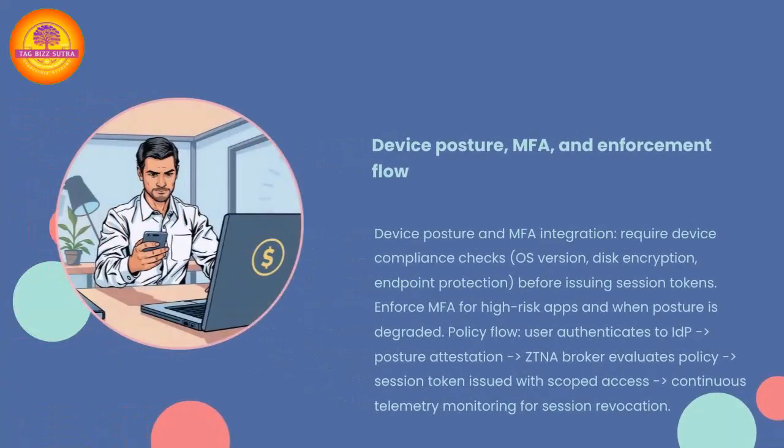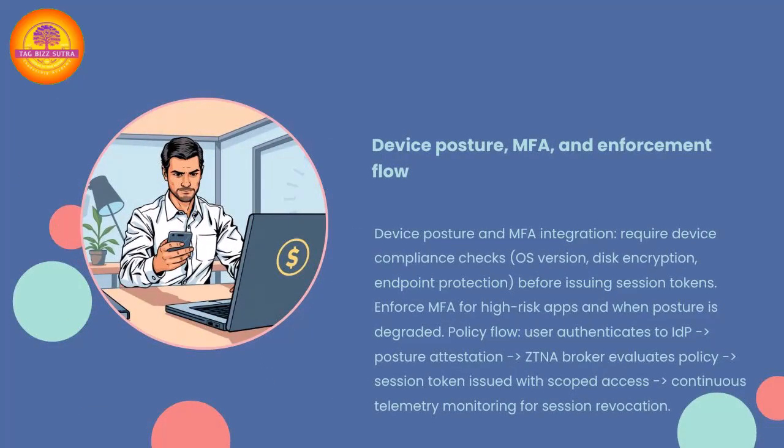Device posture and MFA integration: require device compliance checks, OS version, disk encryption, endpoint protection, before issuing session tokens. Enforce MFA for high-risk apps and when posture is degraded. Policy flow: user authenticates to the IDP, posture attestation, the ZTNA broker evaluates policy, a session token is issued with scoped access, and continuous telemetry monitoring allows session revocation.